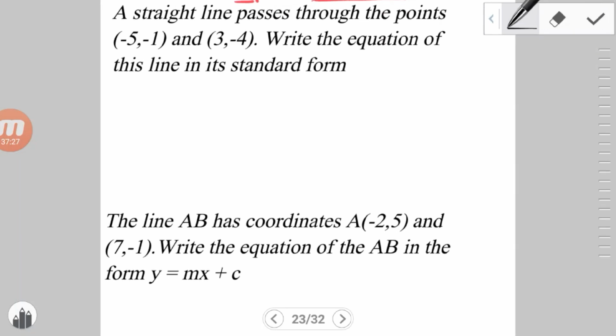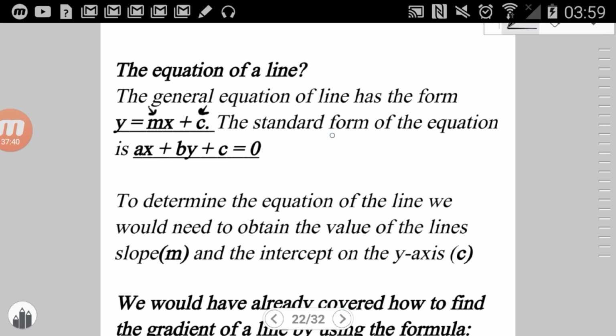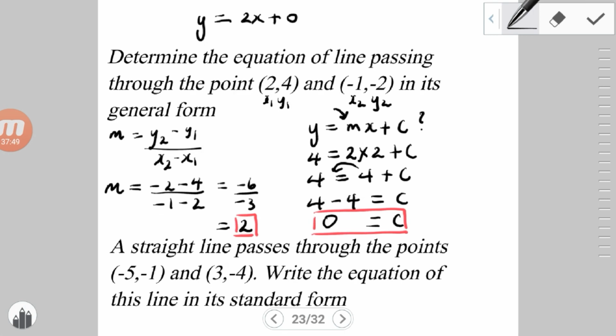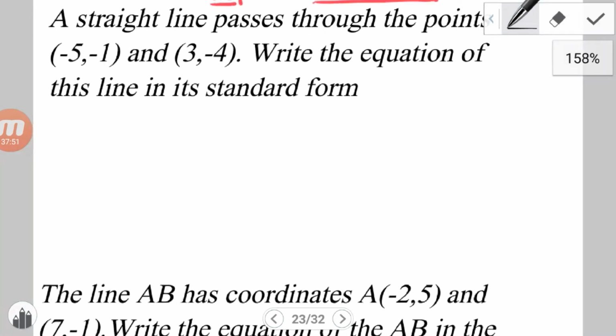A straight line passes through the points (-5, -1) and (3, -4). We're required to write the equation of the line, but this time we're going to write it in its standard form. So let's go back here and look at the standard form of the equation, which is ax plus by plus c equals 0. We need it in that form. That's the form that they're asking for. Okay, so here we go.